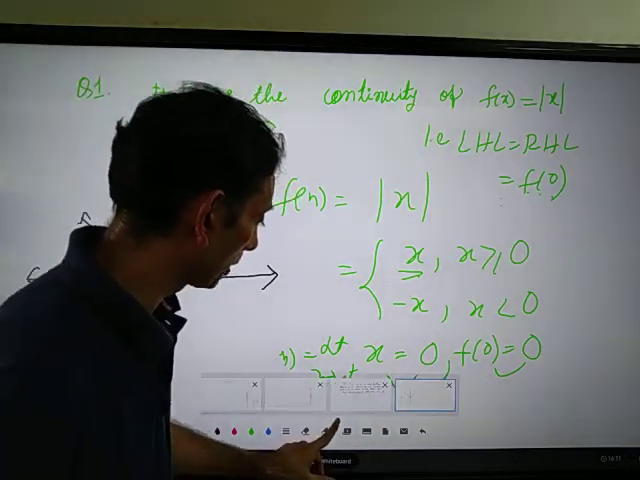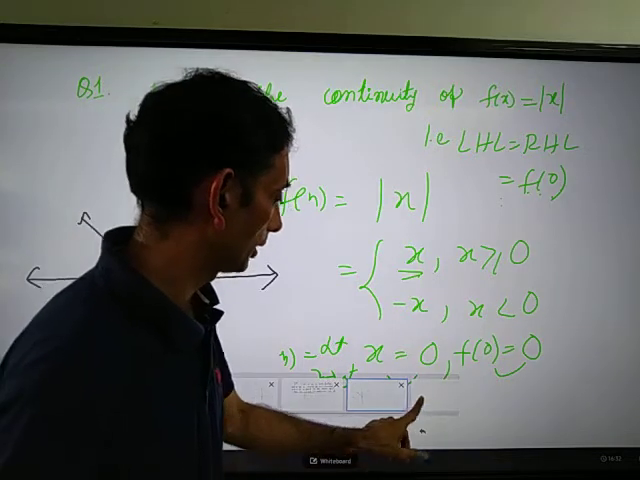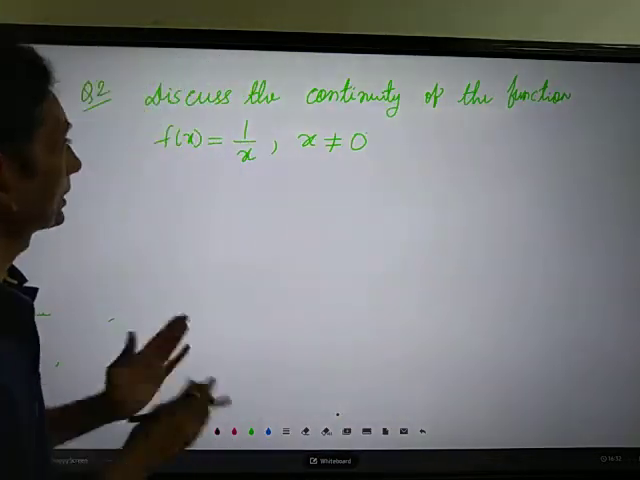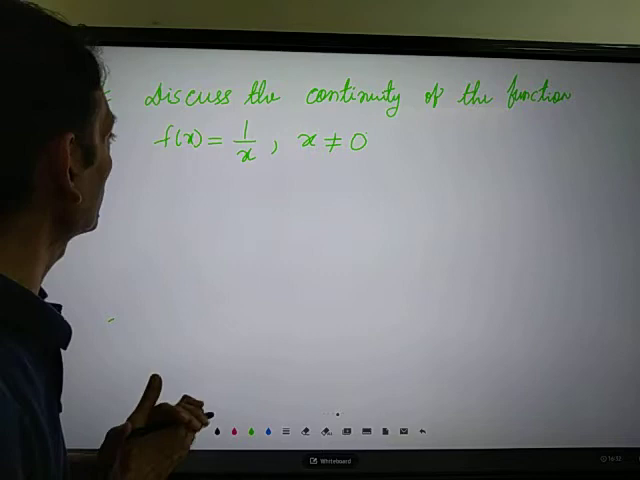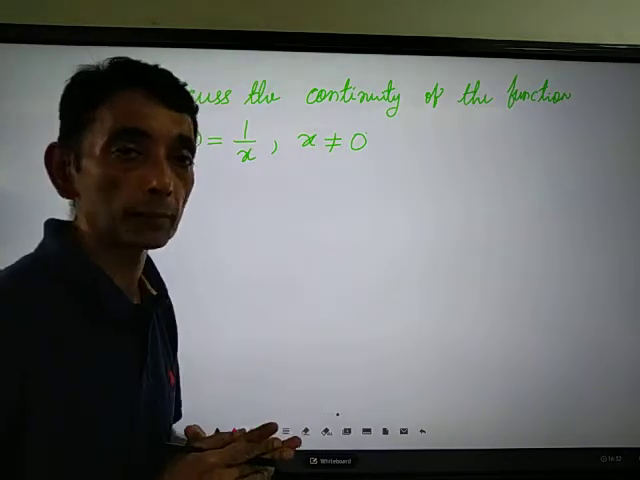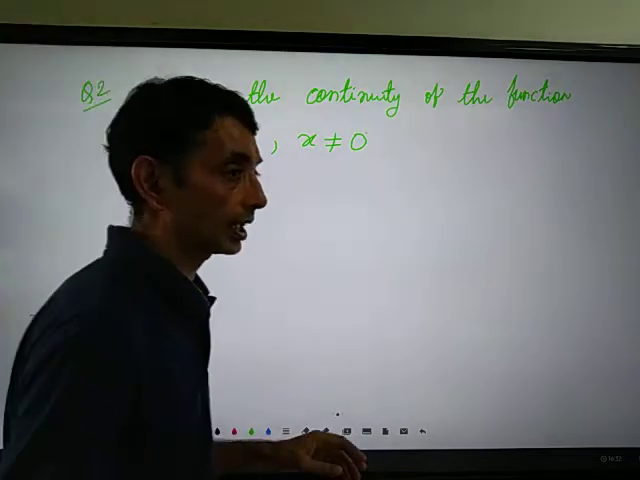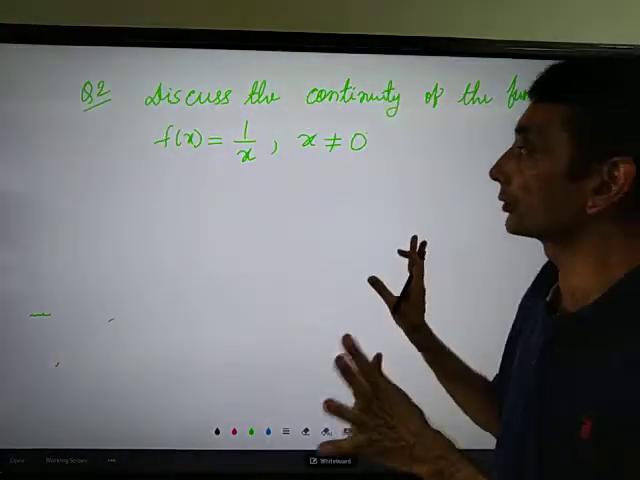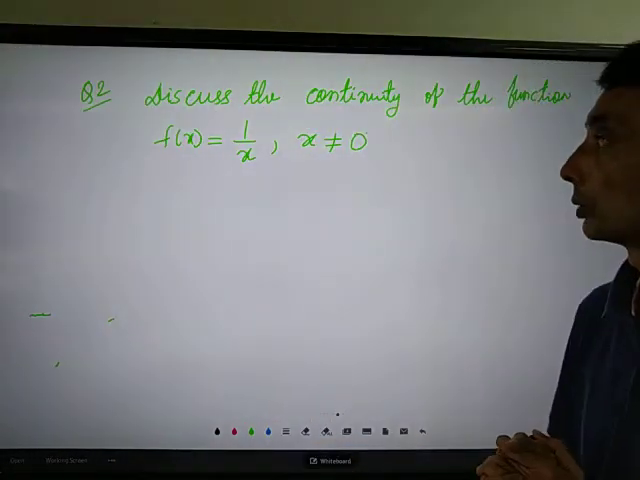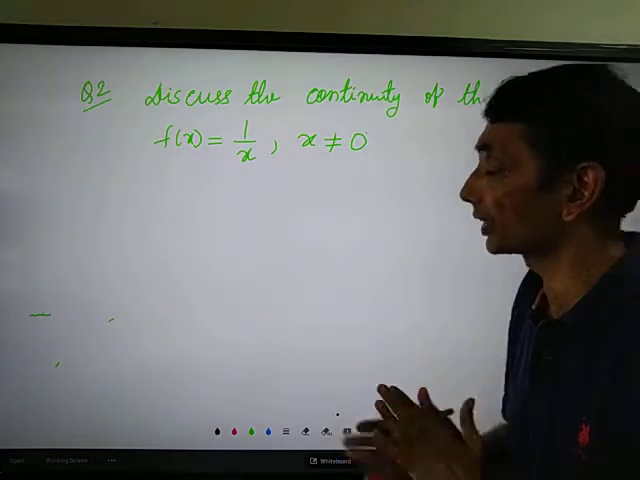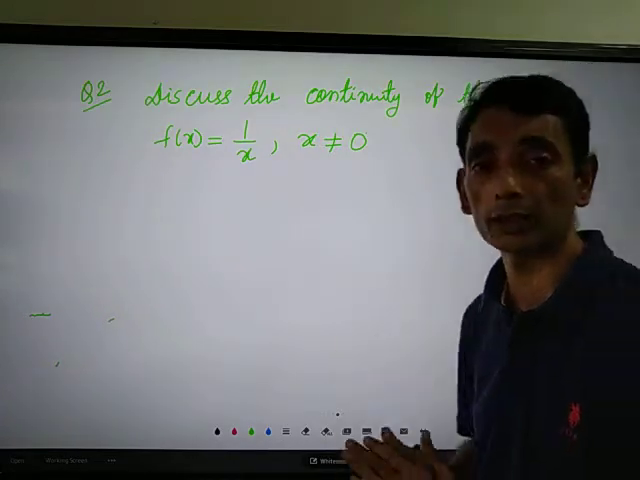Let us move to the next concept. Discuss the continuity of the function f(x) equal to 1 by x for x not equal to 0. It specifies the domain of this function: all real numbers except x equal to 0. So it's a reciprocal function, a very important function.